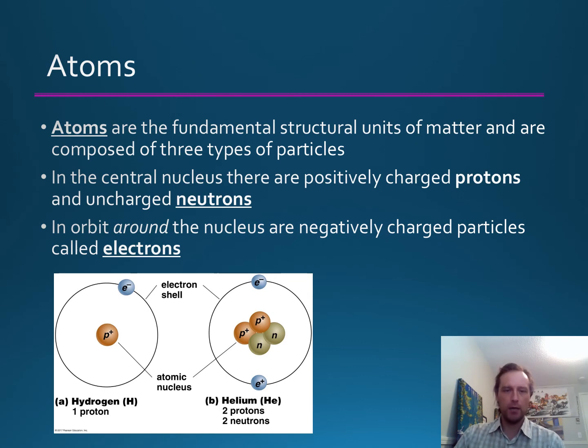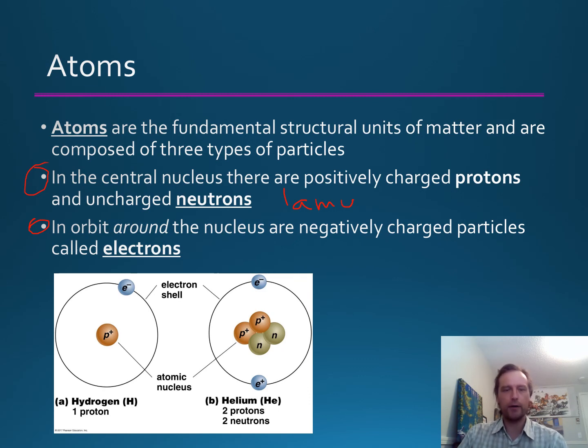Three particles. In the central nucleus, there are positively charged protons and uncharged neutrons. They both have mass. We say that they both weigh 1. And sometimes we'll say 1 AMU, or atomic mass unit. But that's a little bit more chemistry than we're really going to be getting into. But they have mass. Sort of in orbit. We say orbit because this isn't, again, a physics or chemistry class. Orbit isn't quite the right word, but in orbit around the nucleus are negatively charged particles called electrons.